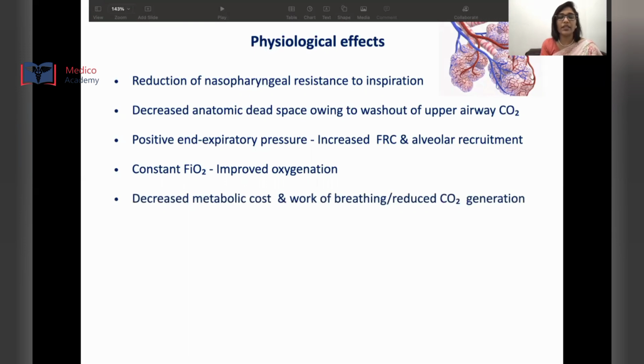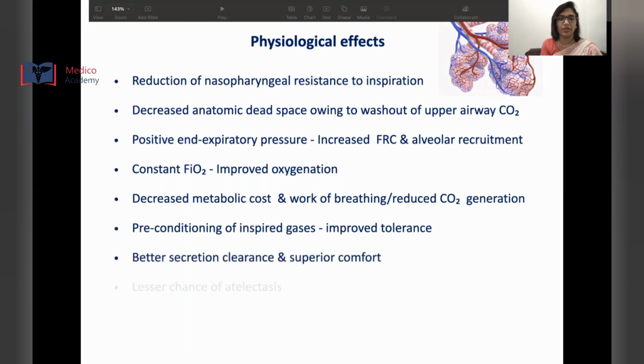So this can result in decreased metabolic cost and work of breathing as well as reduced carbon dioxide generation because of the same. Also, preconditioning of the inspired gases, that is, we're delivering warm as well as humidified oxygen. So this can improve tolerance also in the patient. Because of the humidified oxygen that is delivered, there'll be better secretion clearance and superior comfort, and also a lesser chance of atelectasis because it's not cold, dry oxygen which is going into the patient.